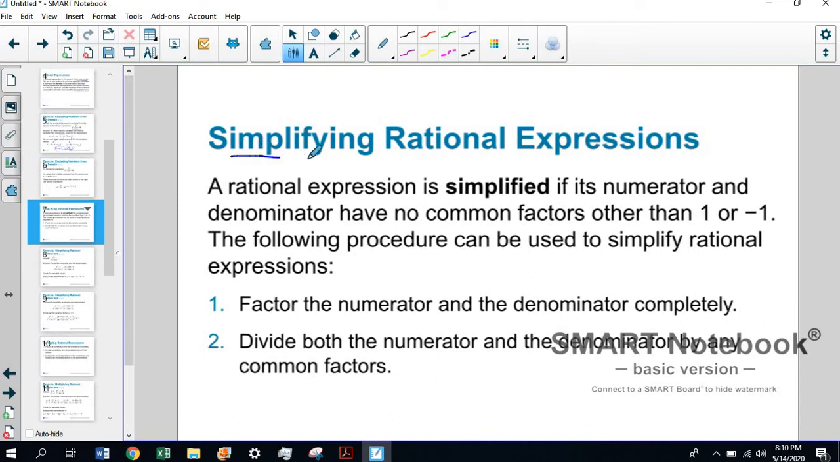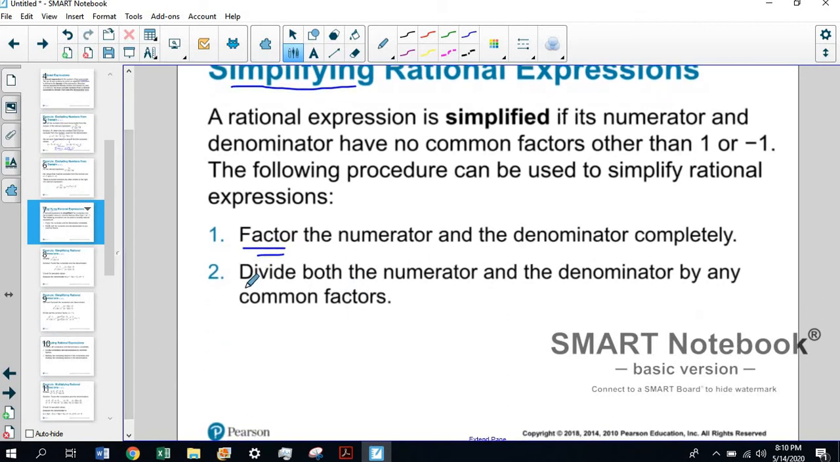To simplify rational expressions, we want to have no common factors between the numerator and the denominator. The steps for doing that are: you have to factor the top and the bottom completely, and then you divide away. Remember, we're not going to call it canceling. We're going to call it dividing them away, because when you cancel things, they disappear, and that's not mathematical. So we're going to think of it as dividing like terms, or dividing like factors. And when you divide something by itself, you get a 1.